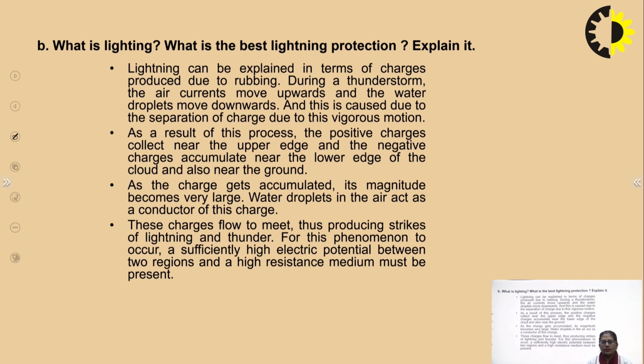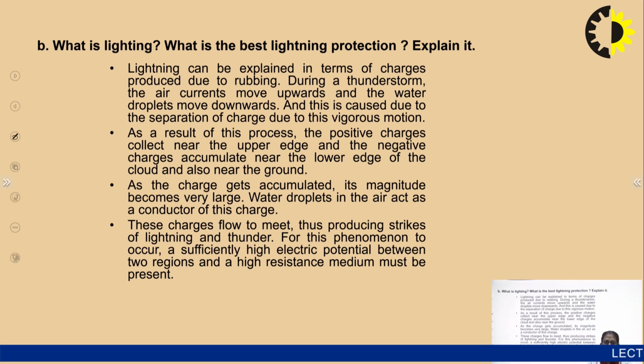As a result of this process, the positive charges collect near the upper edge and the negative charges accumulate near the lower edge of the cloud and also near the ground. As the charge gets accumulated, its magnitude becomes very large. Now these water droplets in the air act as the conductor of this charge, right? So these charges flow to meet, thus producing the strikes of lightning and thunder. For this phenomenon to occur, obviously a sufficiently high electric potential between the two regions and a high resistance medium must be present, right? So this is lightning.